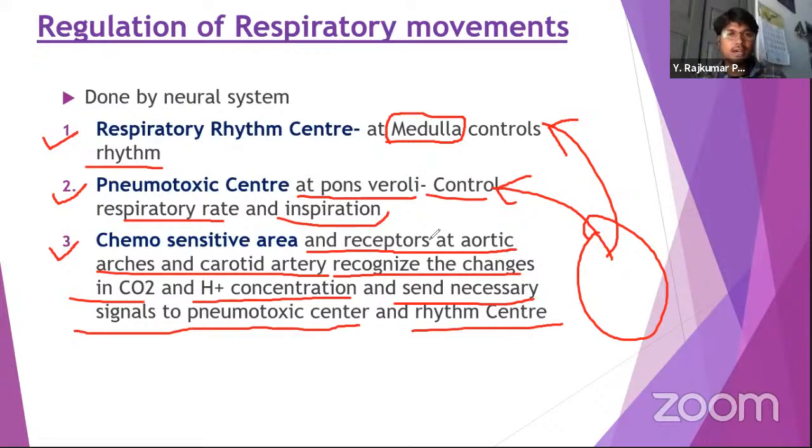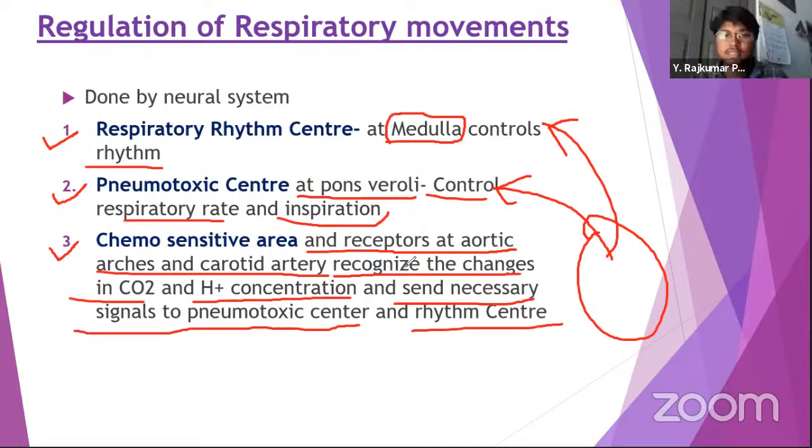Aortic arches emerge from the heart, isn't it? Aortic arches are there in the heart. There are three kinds of arches. So these arches contain receptors, and the receptors identify the changes in the percentage of carbon dioxide and the pH, and send the necessary signals to the respiratory rhythm center and pneumotaxic center.